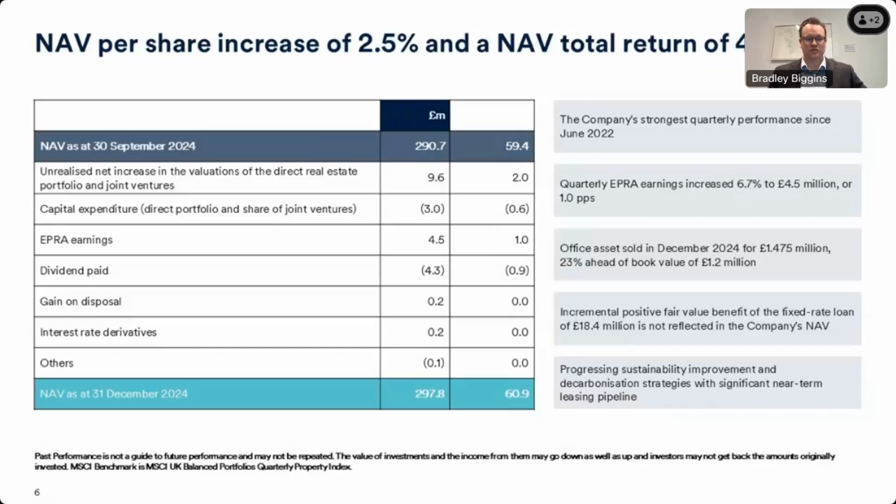We have been selling some smaller assets, and we do tend to find that we sell at premiums to book value. So, for example, in December, we sold a small office asset at a 23% premium to our book value. And I mentioned that fixed rate loan on the previous slide. That fixed rate loan has a fair value at the end of December of £18.4 million, and that is not reflected in the NAV because of the nature of the loan. If it was a swap or some other derivative, you would be fair valuing that asset in our balance sheet.